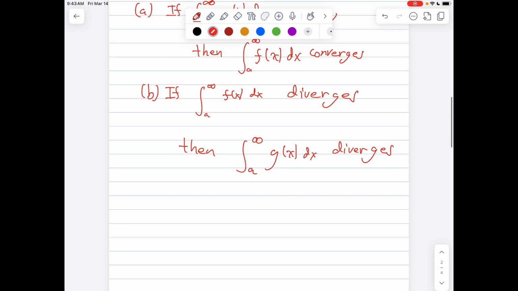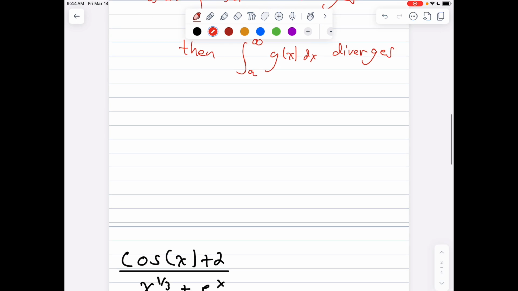And part B says if the integral of the smaller one, so if the integral from a to infinity f of x dx diverges, then the integral from a to infinity of g of x dx diverges. So if the smaller one diverges, so does the bigger one here. All right, so we're going to use this theorem to solve this problem.